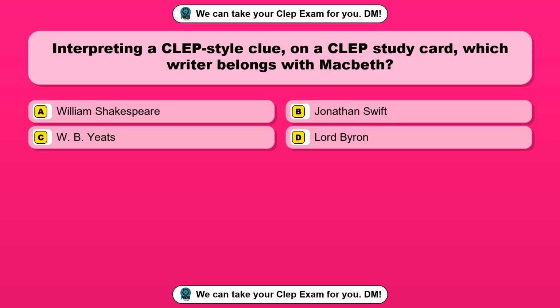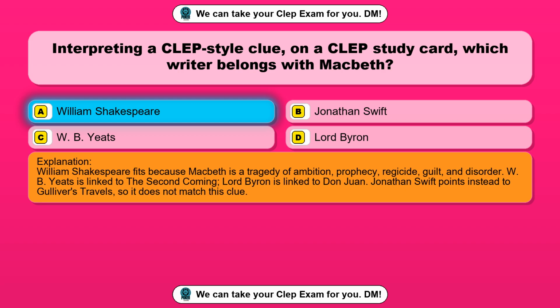Question 72. Interpreting a CLEP-style clue on a CLEP study card, which writer belongs with Macbeth? Option A, William Shakespeare. Option B, Jonathan Swift. Option C, W.B. Yeats. Option D, Lord Byron. The correct answer is option A, William Shakespeare.